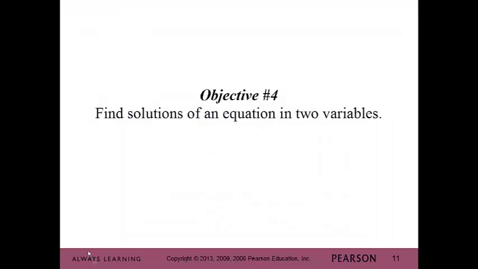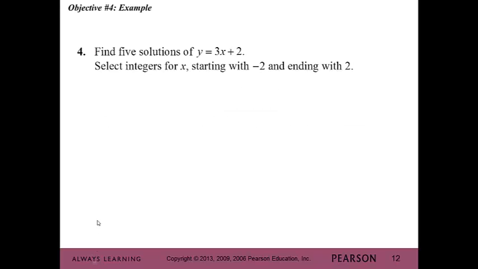All right, objective 4. Find solutions of an equation in two variables. So not only are you going to find one solution, you're going to find many solutions. So it says find 5 solutions of y equals 3x plus 2, selecting integers for x starting at -2 and ending at 2. So remember, a solution is an ordered pair (x, y), such that when you plug the x coordinate in for x and the y coordinate in for y, the left side equals the right side.